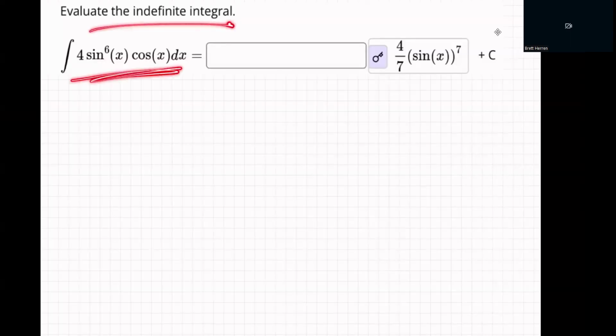Evaluate the indefinite integral. We have the integral of sine to the sixth times cosine. Okay, we're going to do it by u-substitution. What you want to do is let u be the sine.